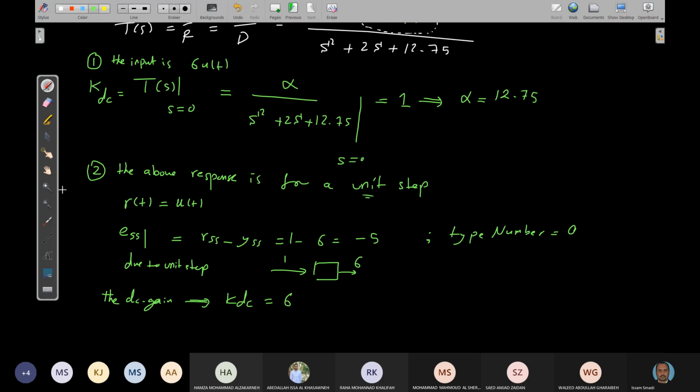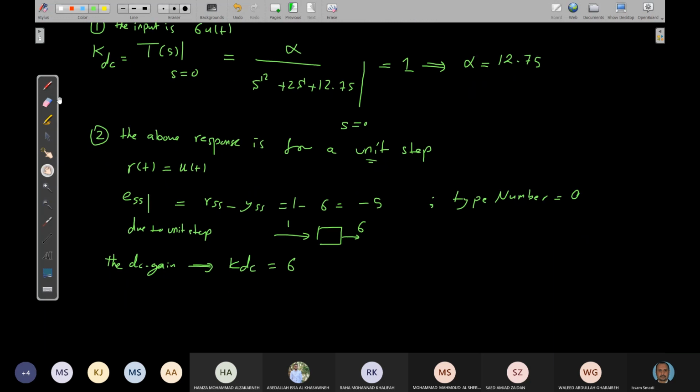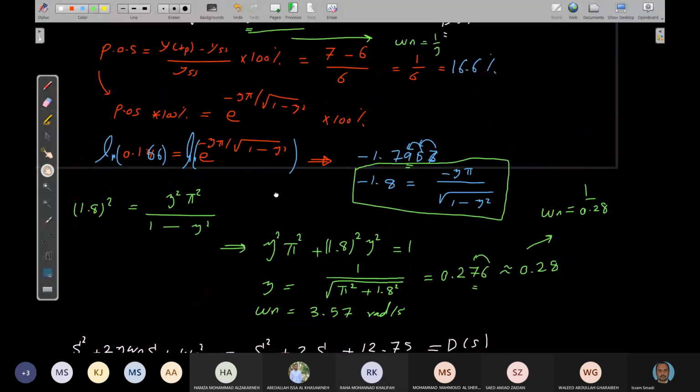So can you now give me alpha equal to what? So now alpha equal to what? 76.2, which is 6 multiplied by 12.75, which is 76.2 according to Raha. Good. So now let's discuss this thing.